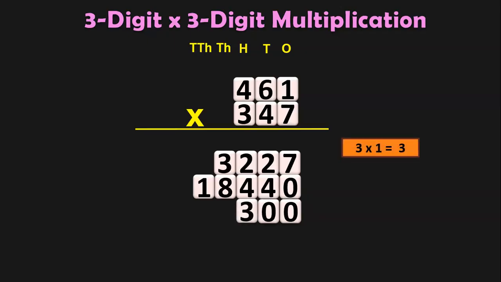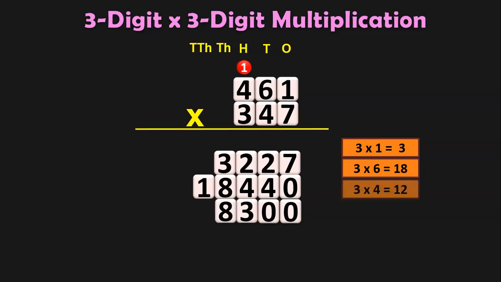3 times 1 is 3. 3 times 6 is 18. 8, carry over 1. 3 times 4 is 12. 12 plus 1 is 13. 3 in the 10,000s place and 1 will move to the lakhs place. What is the next step?